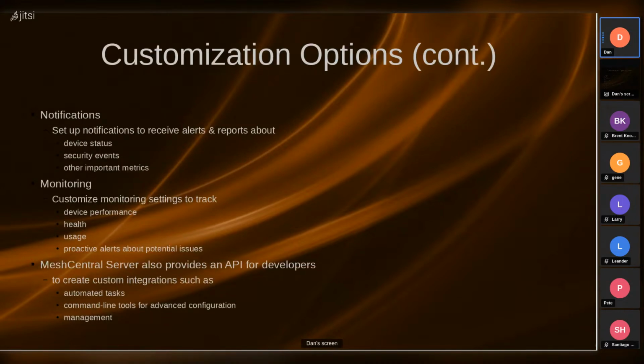Okay, so you can also customize with notifications. So you can tell the MeshCentral product that you want to receive alerts and reports about things like device status, security events, and other important metrics. You can use it for monitoring, customizing it that way to track device performance, device health, device usage, and proactive alerts about potential issues on your devices.